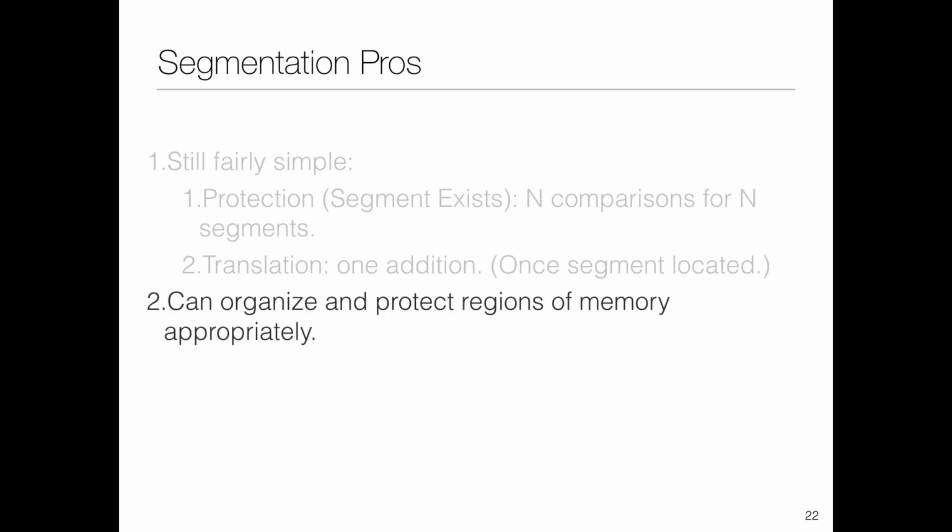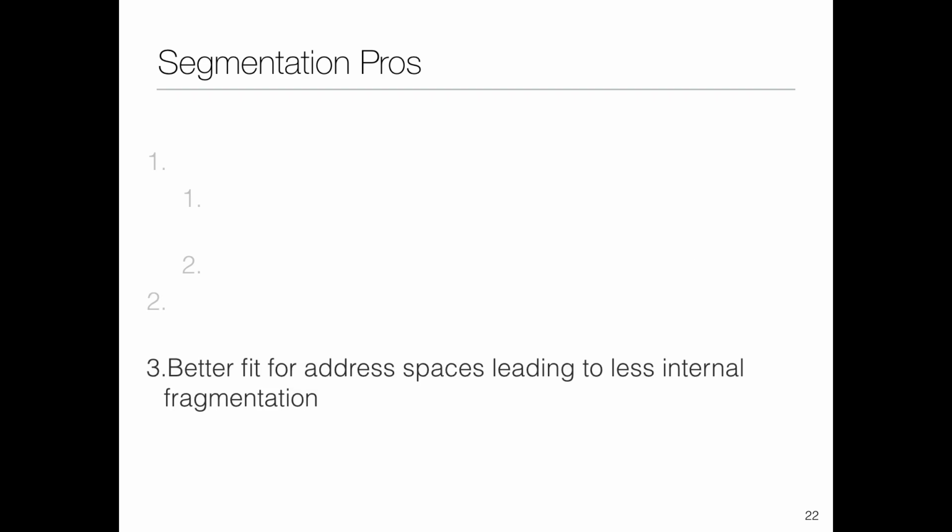Still fairly simple. The other big advantage is that, like we saw in the previous example, if we have the same exact copy of a process running, we don't need to create a code segment for the second process. We can just reuse it. And you can also protect regions of memory appropriately for the different segments. And eventually it will lead to less internal fragmentation, because now you have not given one big block of memory, you have given smaller blocks of memory for the different segments.